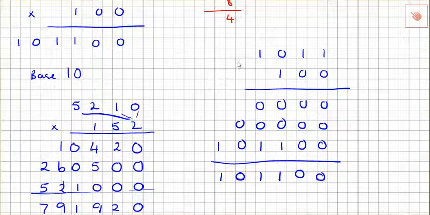Just by doing 1 times 1 and 0 times 1 it makes it really easy to multiply then, yeah? Really easy to multiply as long as we get the column method right. So we add those together.